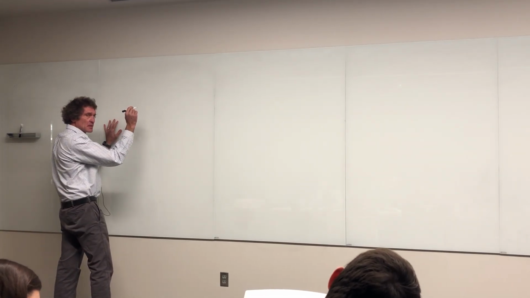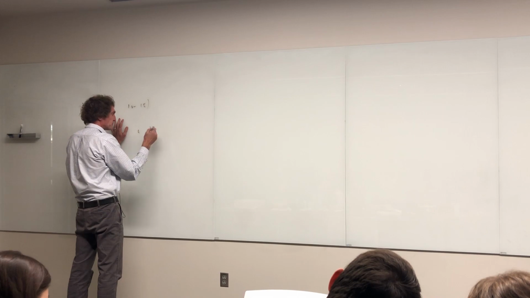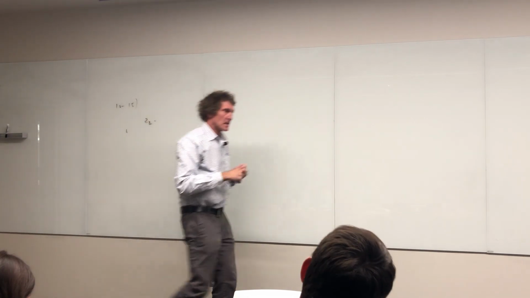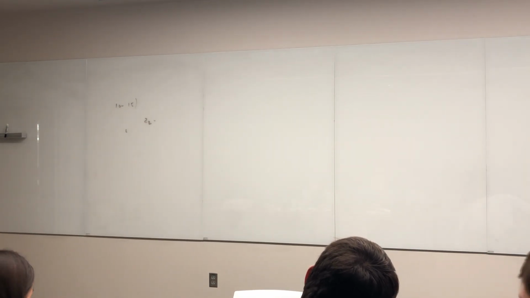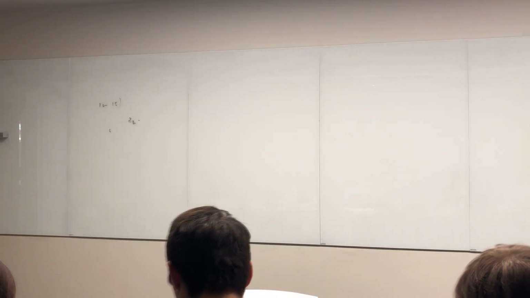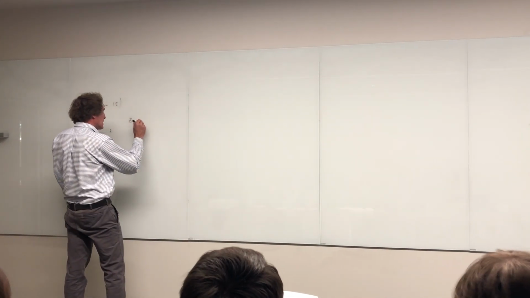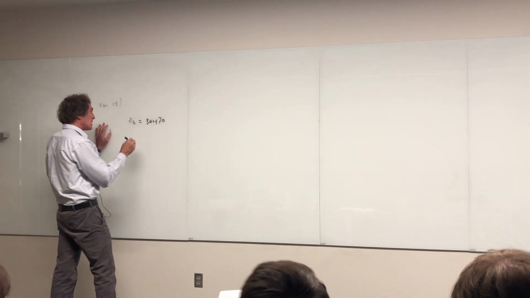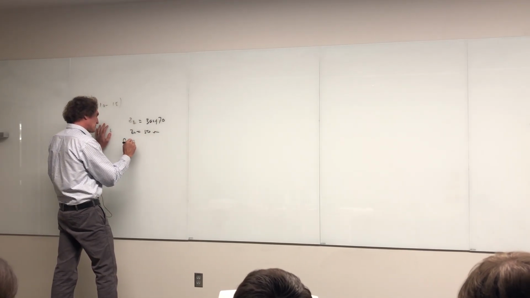Which number again? This is 1015. Go ahead. This is ZL. ZL equals 30 plus J70 ohm load. You're going to need a Smith chart for this. And you've got a 50 ohm line, Z naught is 50, and you are operating at 7.5 gigahertz.